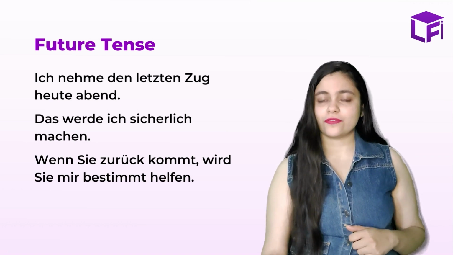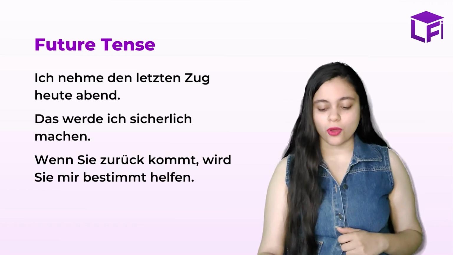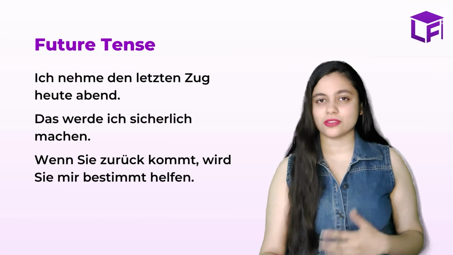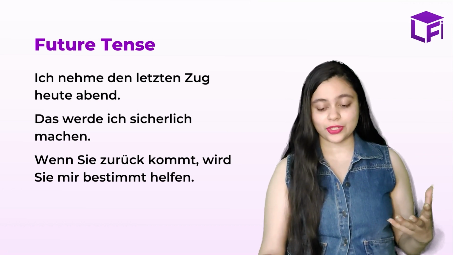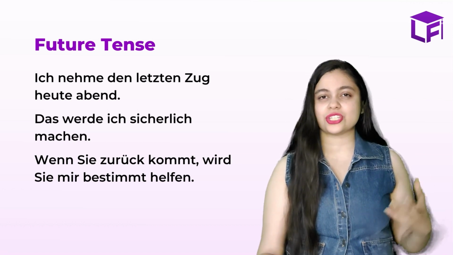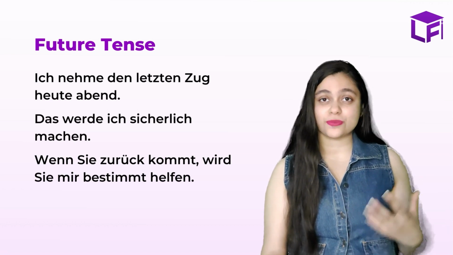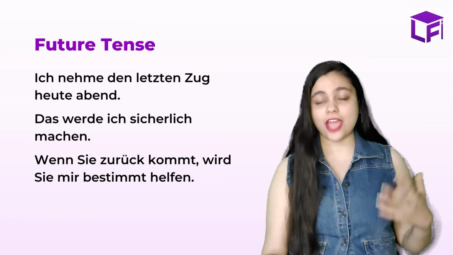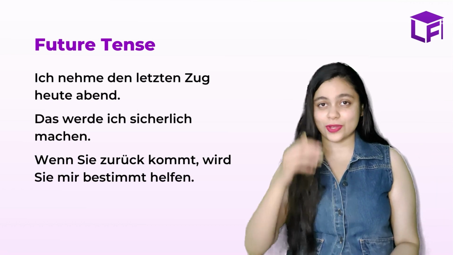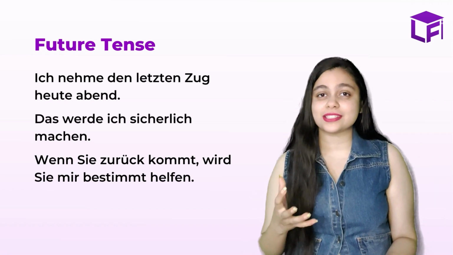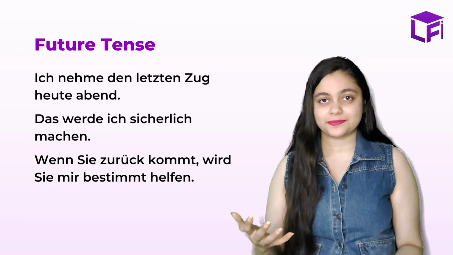Now, however, future tense can also be used to emphasize on the future. So for example, you can say, Das werde ich sicherlich machen. Now this here means I will surely do that. Okay? So we are emphasizing on the future of something.